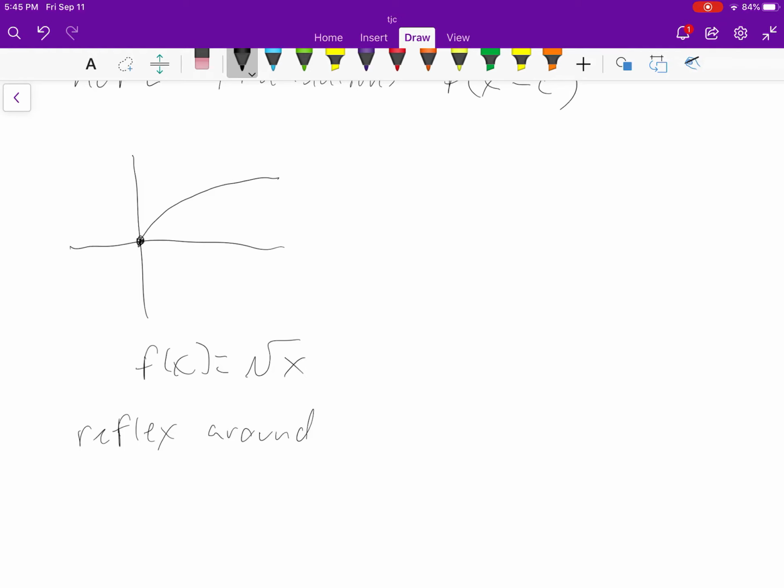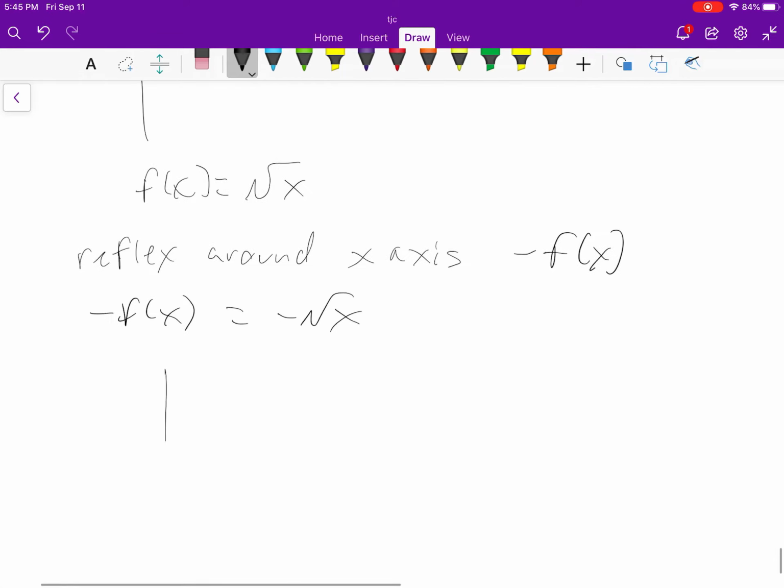So a reflection around the x-axis is just negative f of x. If we wanted to reflect this original function around the x-axis, the new function would be negative f of x, which is negative square root of x. So take this function here, which looks like this, and then we would reflect it down this way, so it looks like this, and that would be negative square root of x. If here is positive square root of x, that would be negative.